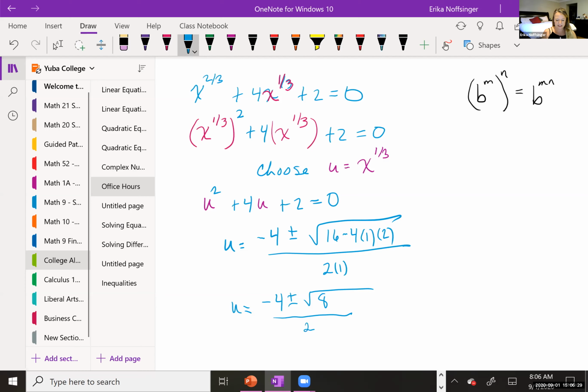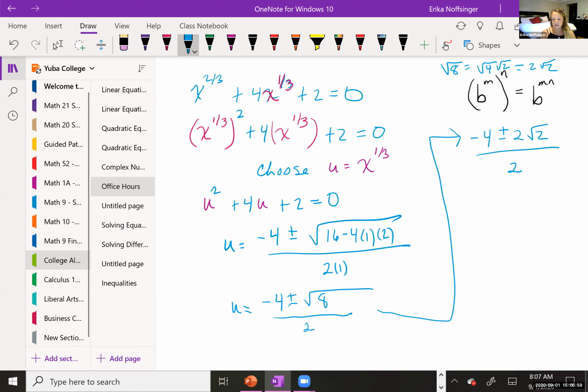Let's, again, clean this up a little bit. And we can look at the square root of 8. We can pull a piece out. Square root of 8 can be written as square root of 4 times square root of 2. And so this is 2 root 2. So we get negative 4 plus or minus the square root of 8, which is 2 root 2, all over 2.